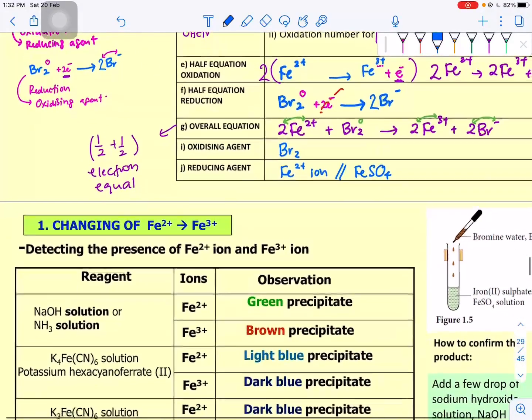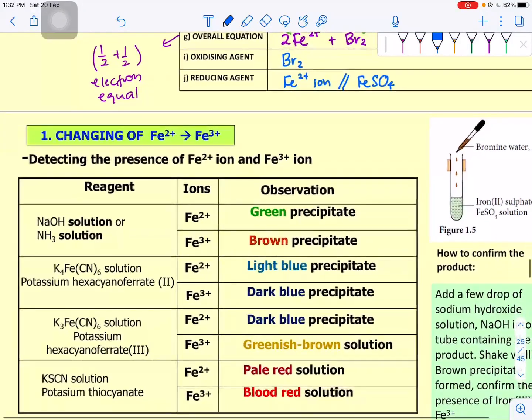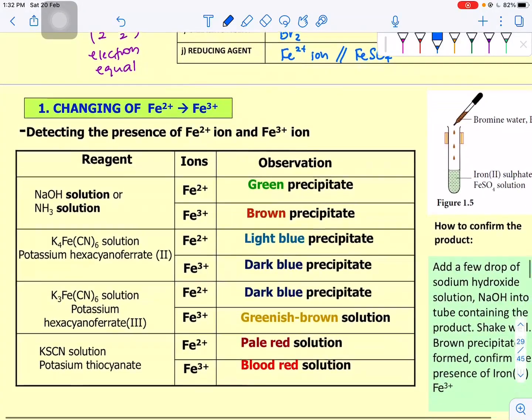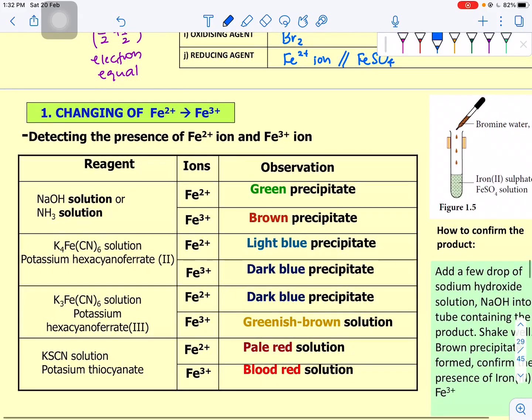Okay, now how can we confirm the presence of iron 3? Betul tak yang brown tu tadi iron 3? So if we want to detect or double confirm the presence of iron 2 and iron 3, kita kena pakai certain reagent. So this one dia sebenarnya adalah recall topic salt. Okay, so you can refer back to your topic salt.